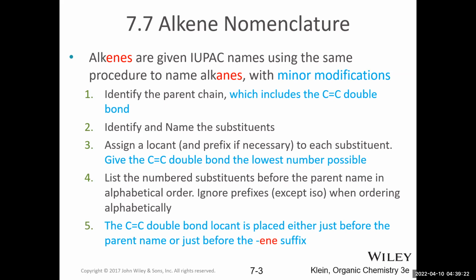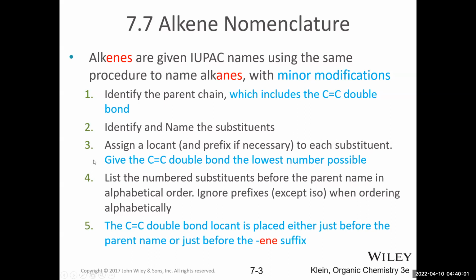The reason why it's being introduced in this chapter is because this is the first time we are looking at alkenes, because they are the product of elimination reactions. The nomenclature rules for naming alkenes are similar to the naming of alkanes. We still want to find the longest carbon chain, but now it must include the carbon-carbon double bond. We still want to identify and name any substituents, and give a locant, or a number, to each substituent on the parent chain.